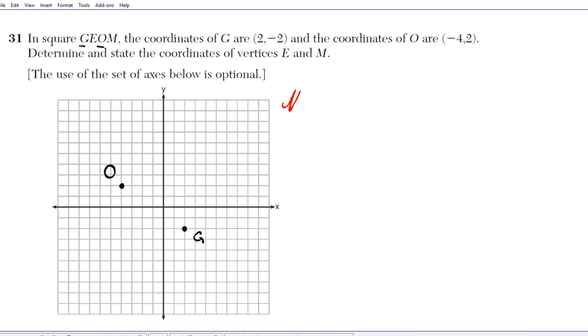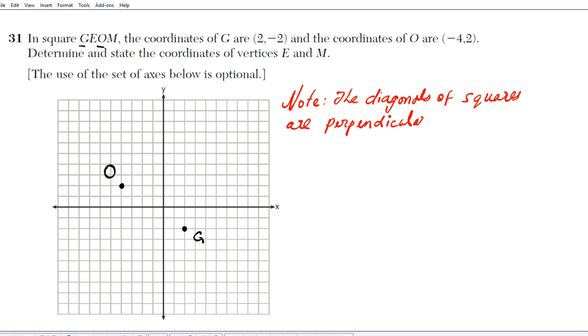Let's write this down. It's a point to note. The diagonals of squares, they are always what? They are perpendicular. That's one thing. And they're congruent.